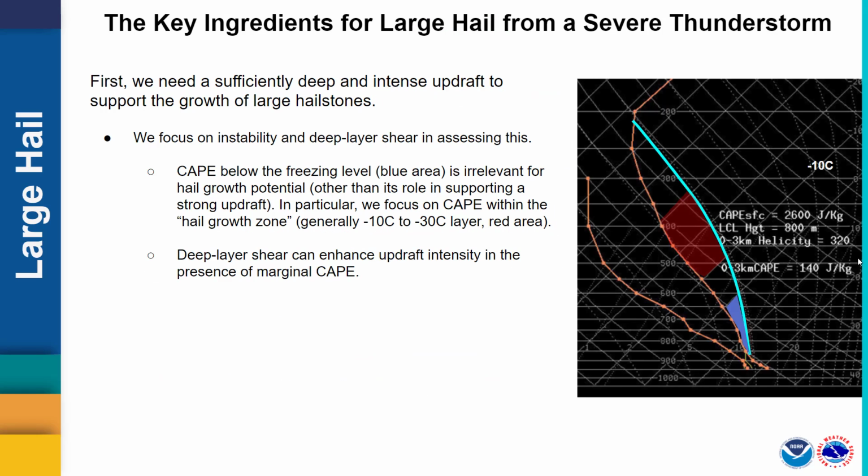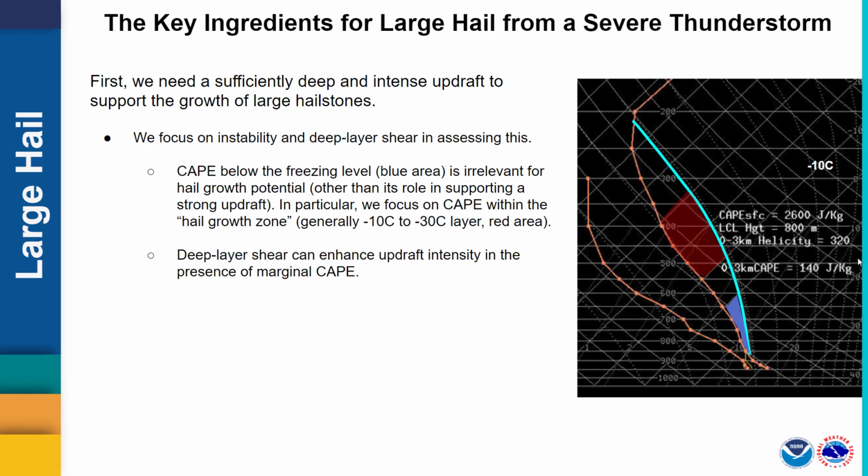So let's look at the key ingredients for large hail. First, we need a sufficiently deep and intense updraft to support the growth of large hailstones. We tend to look at instability and deep layer shear to assess this. CAPE that exists below the freezing level, which is shown as the blue shaded area, is generally irrelevant for hail growth potential because we're below the freezing level. It may have some role, however, in supporting a stronger updraft.